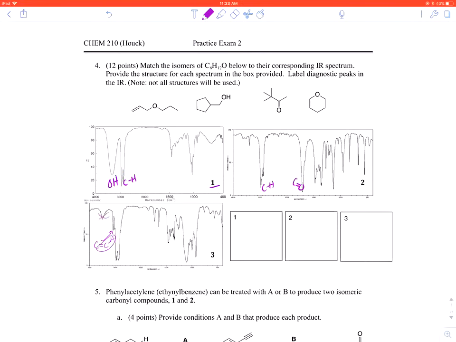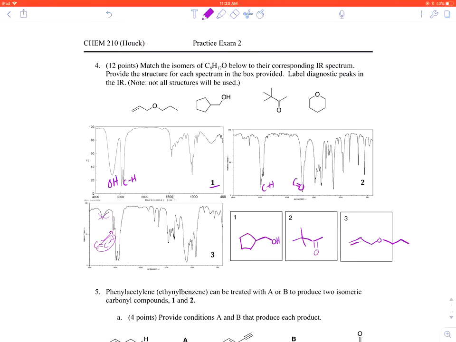This is probably some impurity, and that's really all we need from these to be able to narrow it down. The only one with an alcohol is the cyclopentylmethanol. The only one with a carbonyl is this guy, and then the only one with an alkene is the ether with the alkene. Okay, so don't get too caught up in looking for things that aren't there.